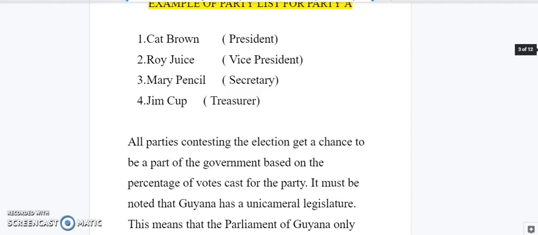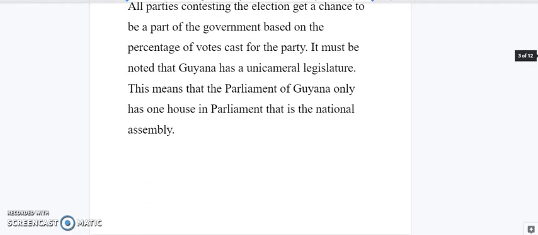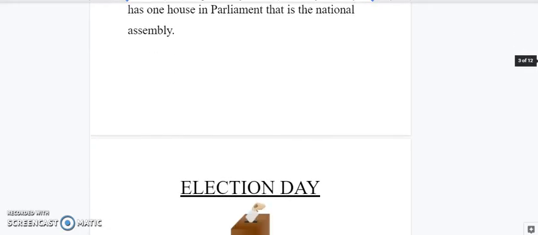It must be noted that Guyana has a unicameral legislature. This means that the Parliament of Guyana only has one house, and that is a National Assembly. Most of the countries that use the first past the post system have two houses in Parliament, and we call that the bicameral legislature. But for Guyana, they only have one house, which is the National Assembly.